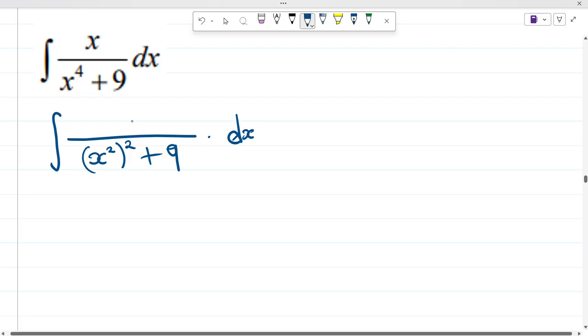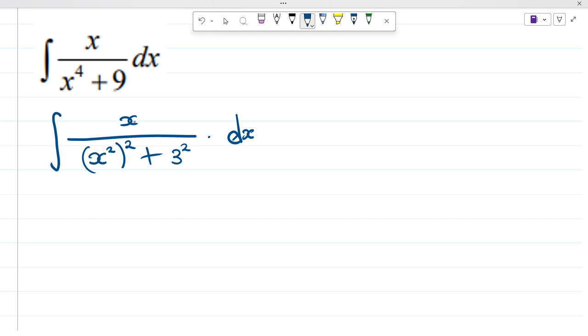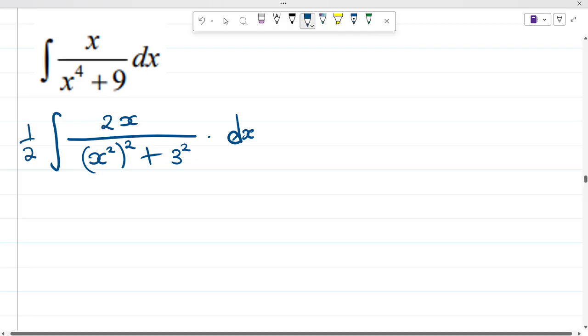So already on my numerator I had x, so I can say that this one is that 1 of a 10, right? Okay, let's change also the 9 to be 3 squared. So I can say that this is the format of tan inverse. What I need to do before I conclude that is make sure that on my numerator I have the derivative of x squared. The derivative of x squared is 2x, right? So I have x, so I can just create the coefficient of 2 and then cancel out the 2 by multiplying by 1 over 2 outside the integral.